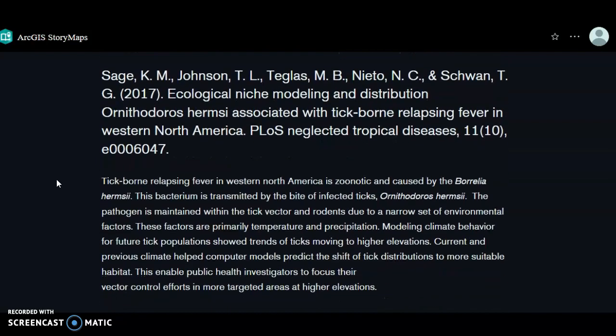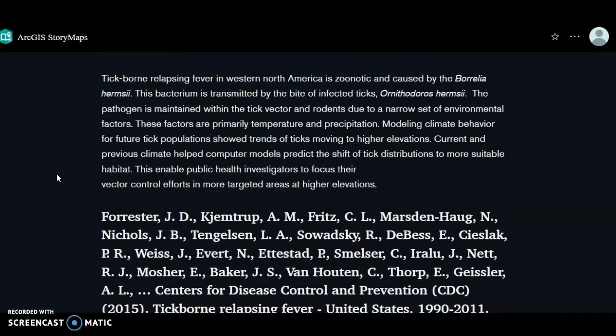Couple other research associated with the tick-borne relapsing fever. Climate can also affect the distribution and the ticks molting at different time frames, which can also mean that a shift in tick distribution is more suitable to different habitat, going to higher elevations.